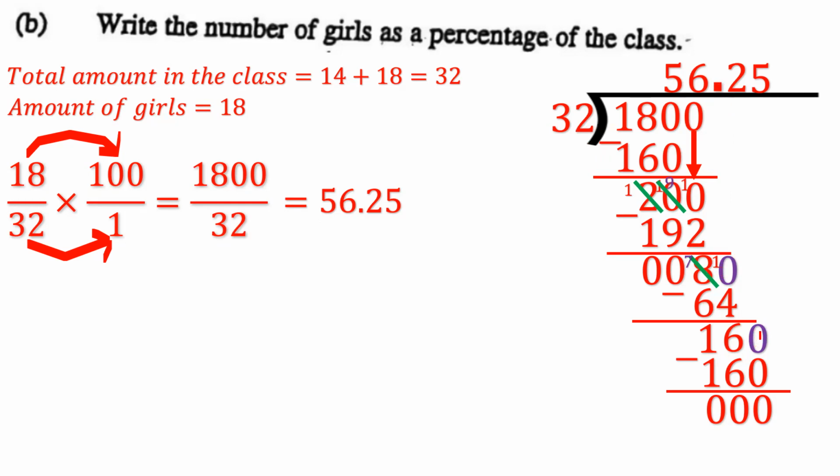And so we ask ourselves, how many times can 32 go into 160? The 32 goes into 160 exactly 5 times. And so we have 32 times 5, and 32 times 5 is 160. We subtract. And so our answer is 56.25%. Okay, that's the answer there. And so the number of girls as a percentage of the class is 56.25%, which is a little more than 50%, which makes sense because there are more girls in the class than there are boys in the class.